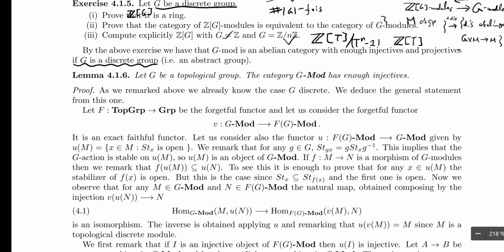Let G be a topological group, then the category of G modules has enough injectives. In this case, we are dealing with the general case of G being a topological group, not necessarily required to be discrete. So as a remark above, we already know the case when G is discrete, but we deduce the general statement from this one.